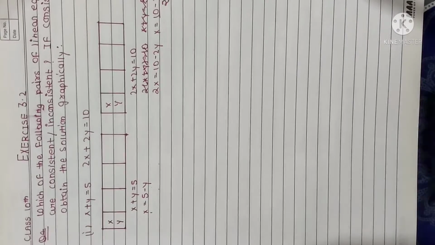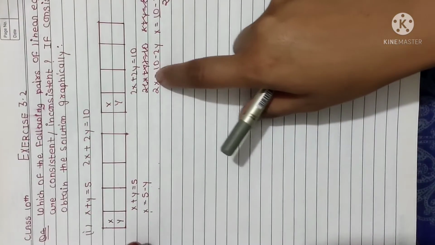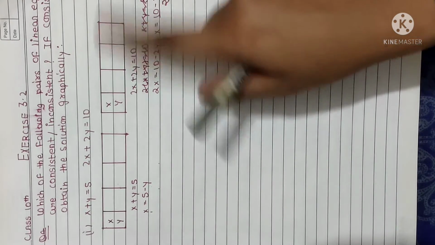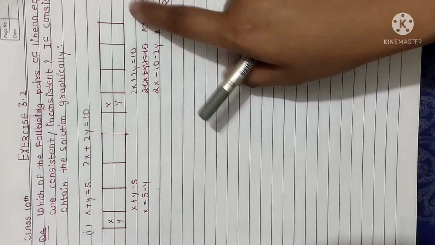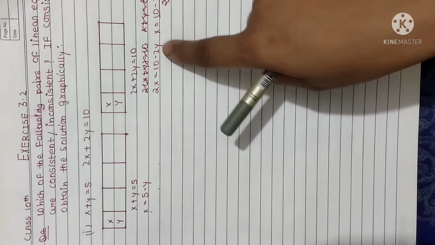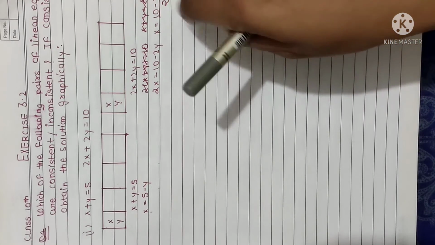So here we have two tables for these equations. This is our first equation, this is our second equation, 2x plus 2y equals 10. If we take the 2y to the right side, it will be 2x equals 10 minus 2y, the sign will be negative, right? And then x will be 10 minus 2y upon whole 2, right?